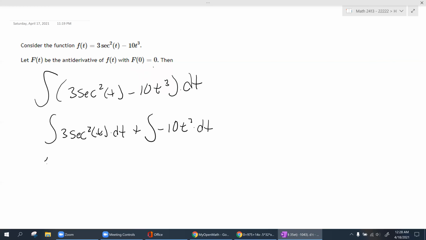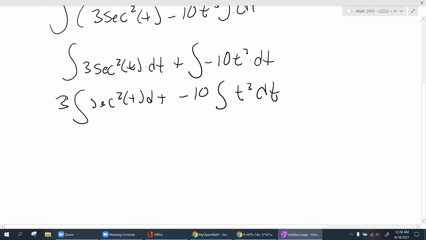This one would be 3 times the integral of secant squared of t dt minus 10 times the integral of t cubed dt. The derivative of what gives you secant squared? You remember, these are ones that we should have memorized. You find out that this is tangent. Minus 10, applying the power rule, that is t, 3 plus 1 is 4, divided by 4, plus c.